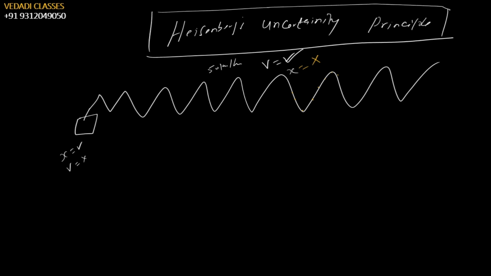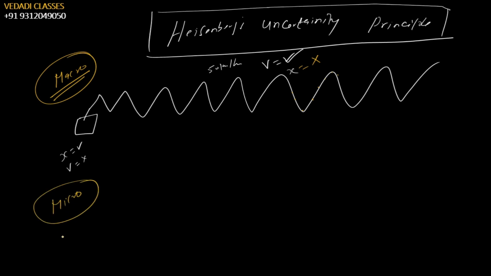So it is difficult to find out both the position and velocity of a body at exactly the same time. It is impossible to find the exact values of position and velocity of a body. But this is about a macroscopic body, which we can see. Now we are discussing microscopic bodies, like electrons.